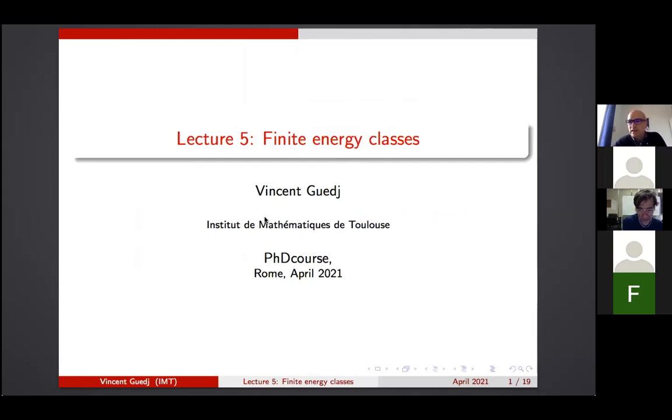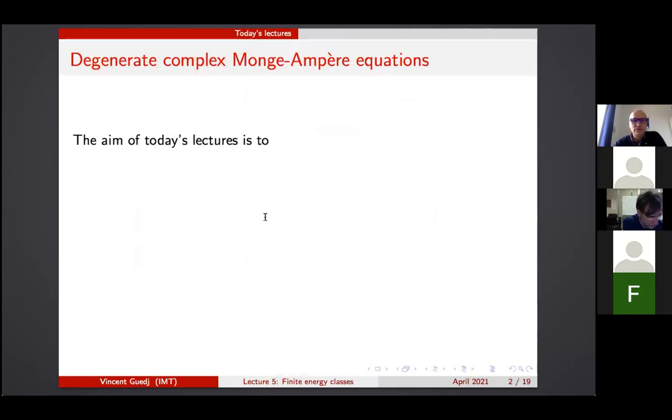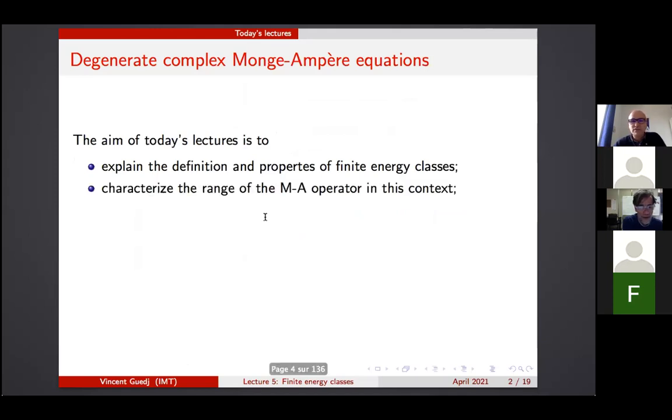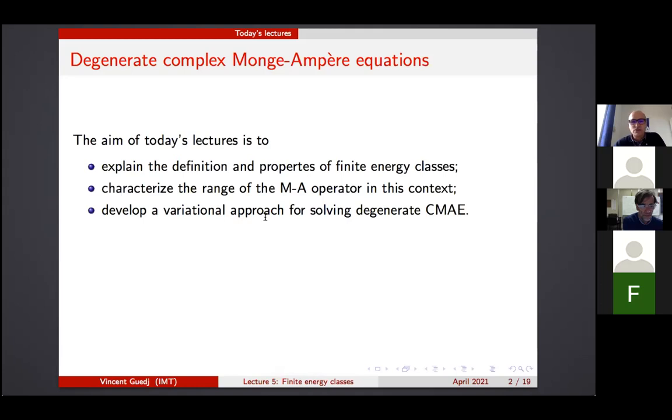Okay, so I will use slides for this lecture 5, and then I will switch to the whiteboard for the next lecture. So the goal of today's lecture is to first, during lecture 5, describe the notion of finite energy classes, explain how to define the Monge-Ampère operator and its range on such energy classes. And then in the next lecture, I will explain a variational approach in order to solve degenerate complex Monge-Ampère equations.